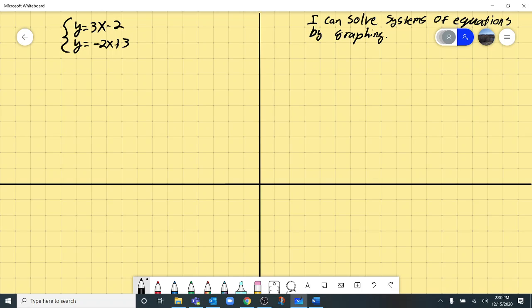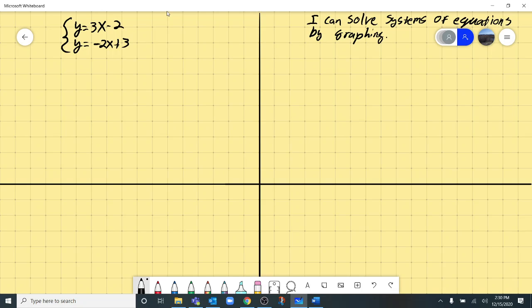So let's say that we had two equations. There are several different ways to solve these. The first one that we're going to talk about is by graphing. It's not necessarily the easiest, but it's the easiest to visualize. If the answer comes out nicely, then it's pretty easy, but sometimes we can only get an approximation this way.